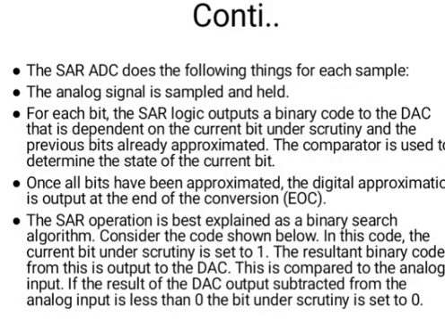The SAR operation is best explained as a binary search algorithm. Consider the code where the current bit under scrutiny is set to 1. The resultant binary code from this is output to the DAC, so this is compared to the analog input. If the result of the DAC output subtracted from the analog input is less than 0, then the bit under scrutiny is set to 0.